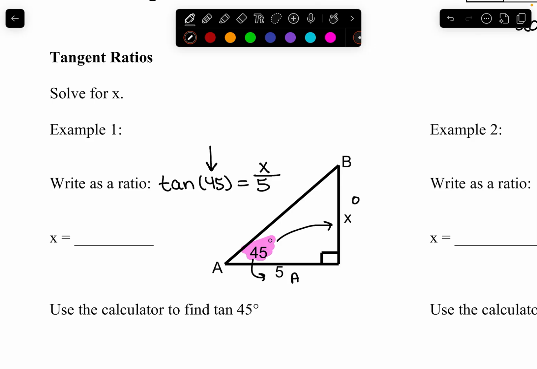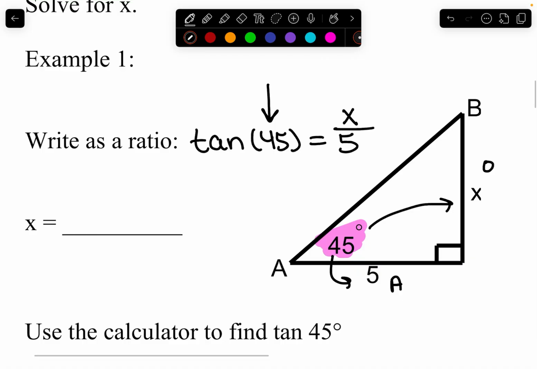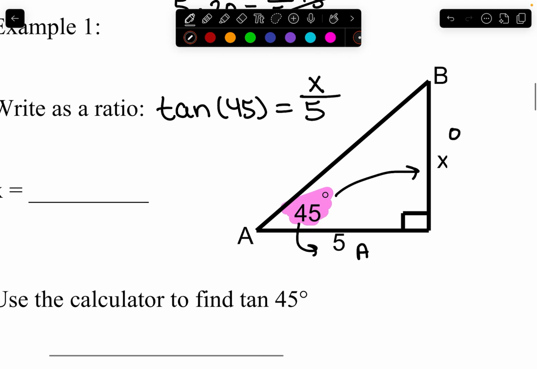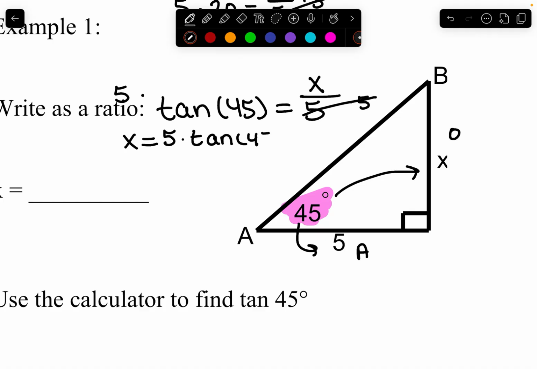From here, what I would need to do is rearrange this equation so that it is solved for x. So I need to have x equals. Although this looks weird, this would be the same thing as saying, like, I'm just making this up, 20 equals x over 5. If I wanted to get x by itself, all I'm doing is multiplying both sides by 5. So down here in this example, I'm going to be doing the same thing. I'm going to multiply both sides by 5 to get 5 out of the denominator. And now I have x is going to equal 5 times the tangent of 45.